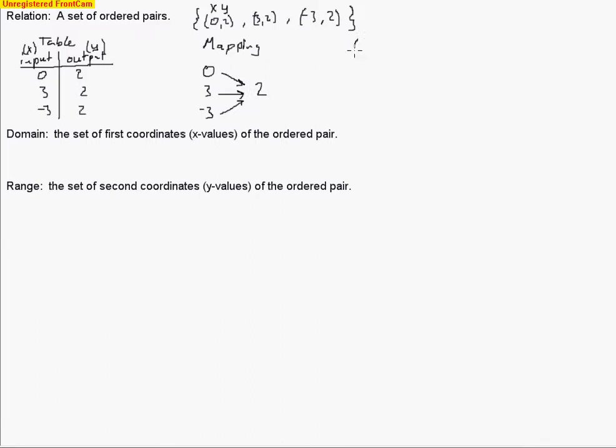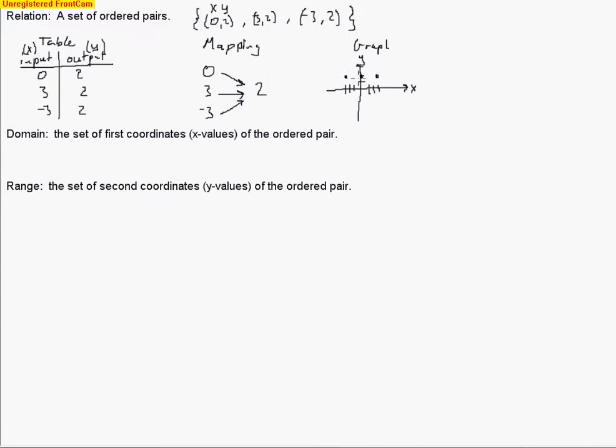The graph. Well, the graph is just on a coordinate plane. So you have to sketch a coordinate plane first. So we've got our x-axis, our y-axis, and then we just plot the points. So 0, 2, so going up 2 spaces. And then we have 3, 2, so over 3 spaces to the right, up 2. And we have negative 3, 2. So over 3 to the left and 2 up.